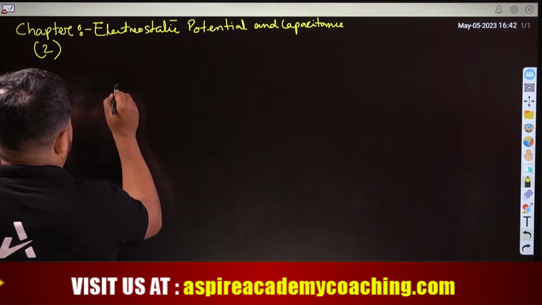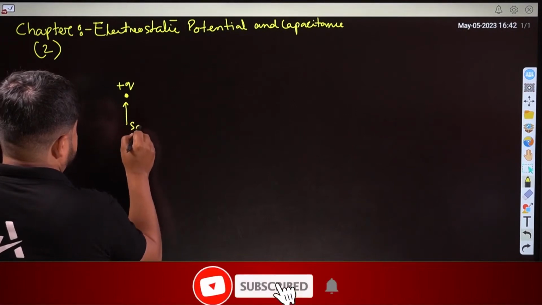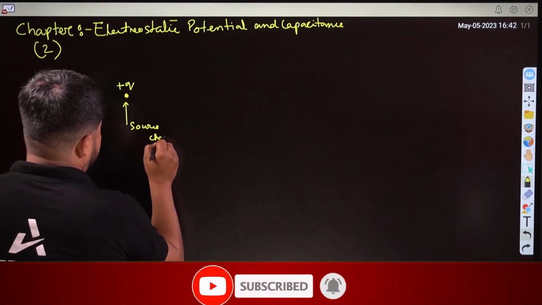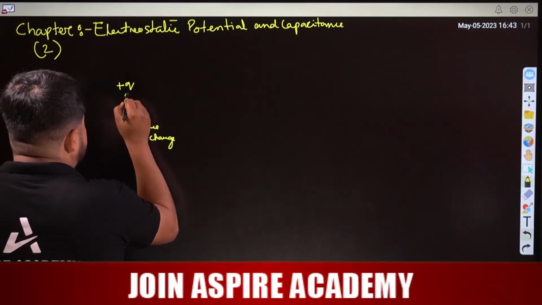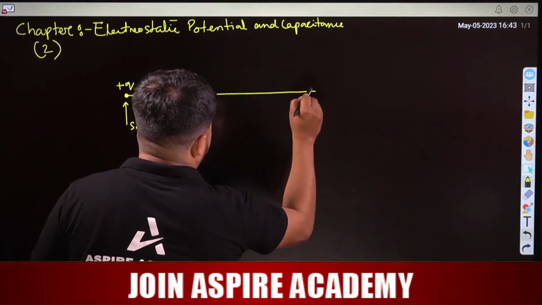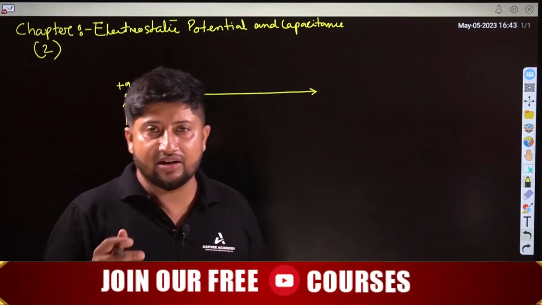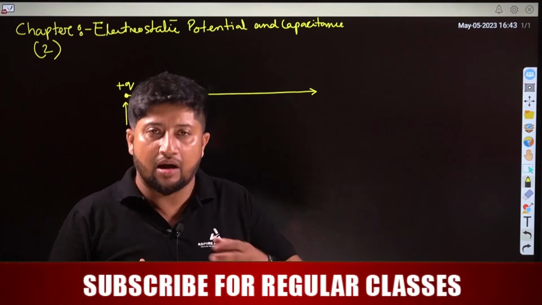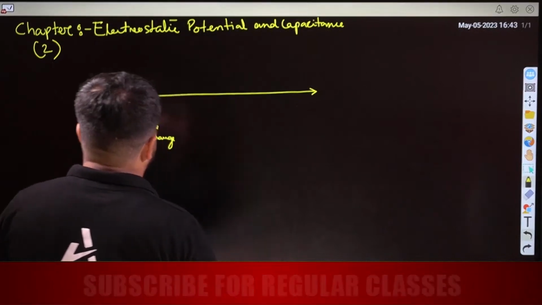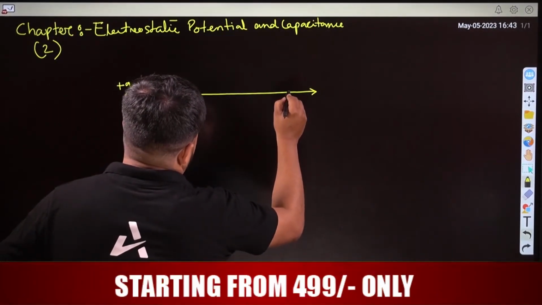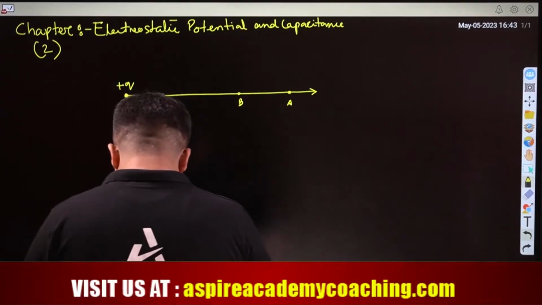Suppose there is one positive charge, Q. This is our source charge. The electric field and electric lines of force will be in that direction. We already know that electric field lines come out from the positive charge. Now here, with the positive charge Q, we can consider two points, suppose point A and another point called B.